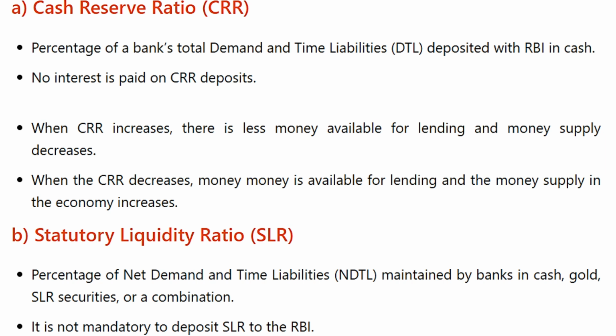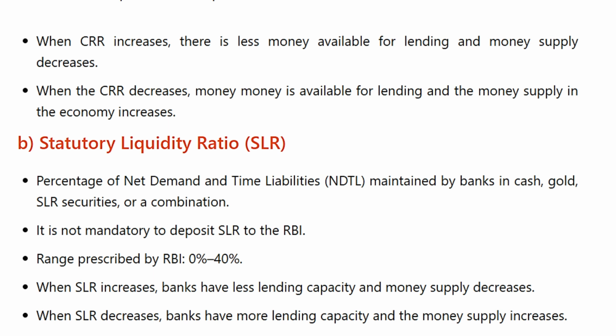Statutory liquidity ratio (SLR) is the percentage of net demand and time liabilities maintained by banks in cash, gold, SLR securities or a combination. It is not mandatory to deposit SLR with the RBI. Range prescribed by RBI: 0% to 40%. When SLR increases, banks have less lending capacity and money supply decreases. When SLR decreases, banks have more lending capacity and the money supply increases.